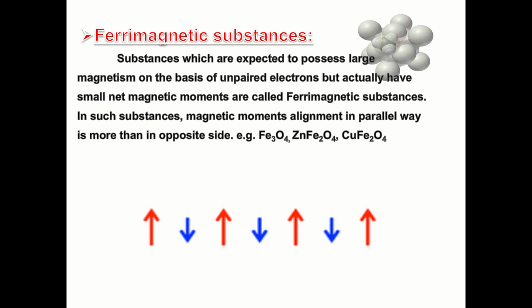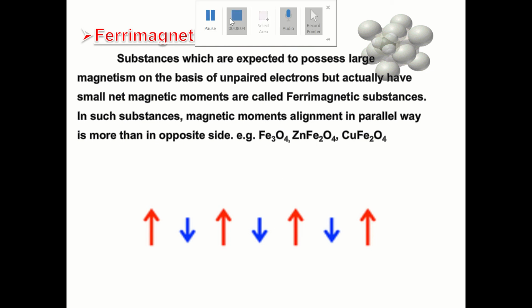Examples like Fe3O4, ferroferric oxide, ZnFe2O4, and CuFe2O4 are some of the ferrimagnetic solids. So with this we come to the end of the solid state, the first unit of your chemistry.